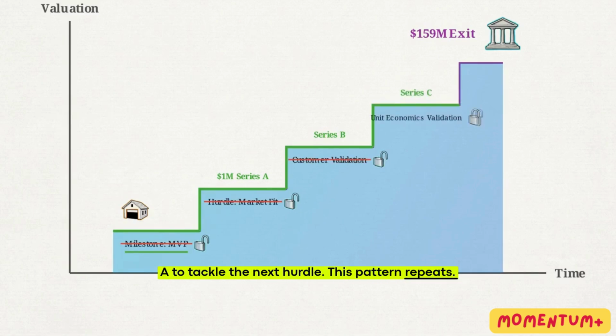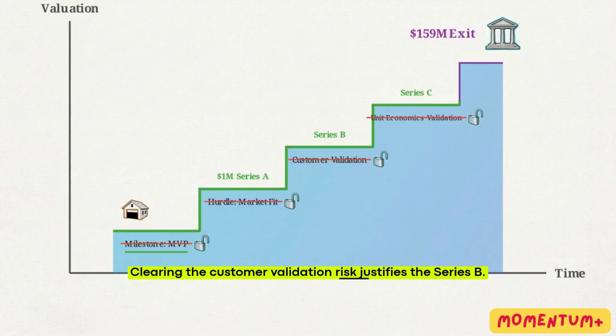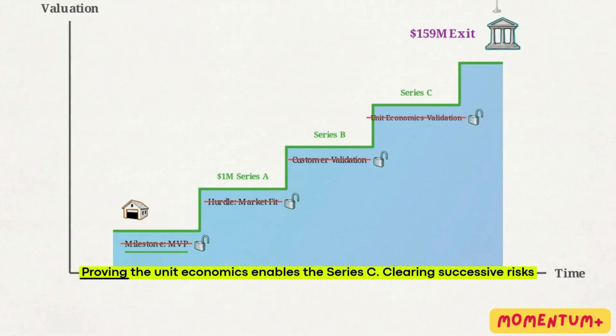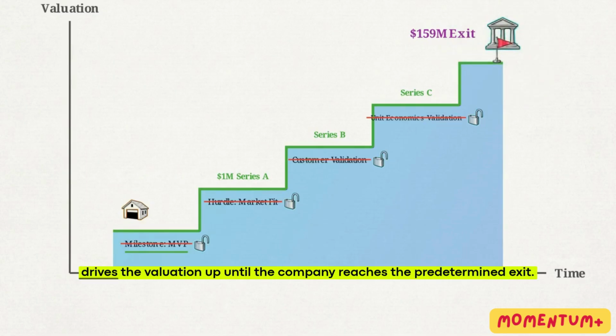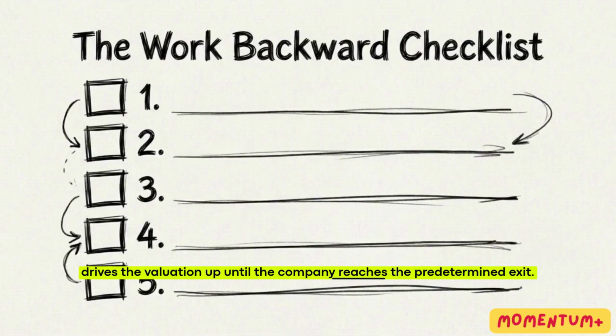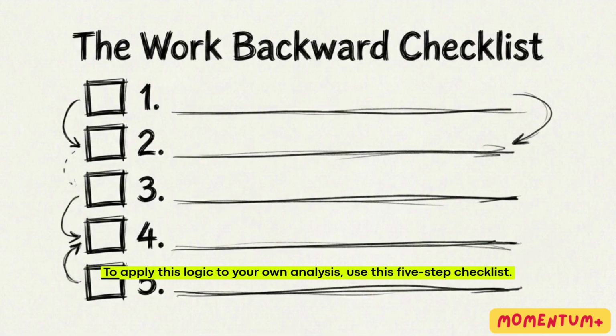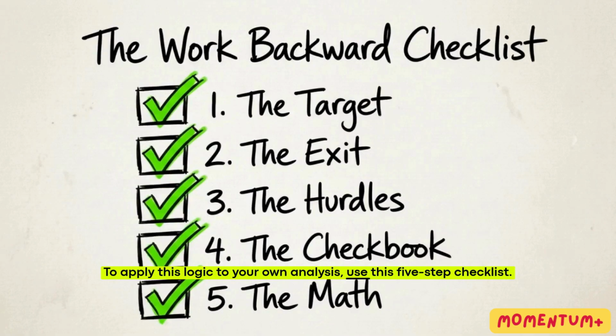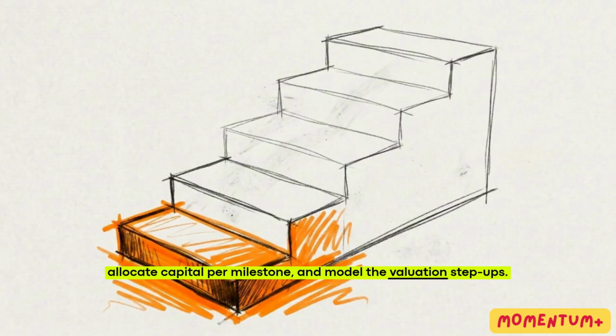This pattern repeats. Clearing the customer validation risk justifies the Series B. Proving the unit economics enables the Series C. Clearing successive risks drives the valuation up until the company reaches the predetermined exit. To apply this logic to your own analysis, use this 5-step checklist. Project the outcome, estimate the exit value, map the risks backward, allocate capital per milestone, and model the valuation step-ups.